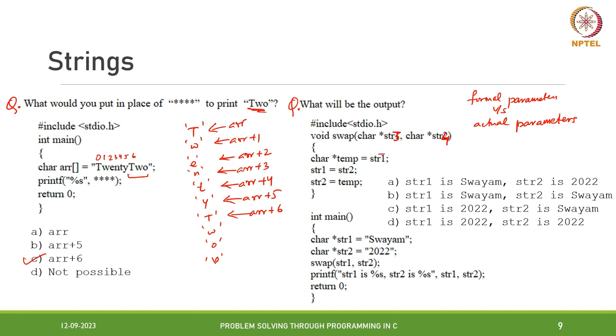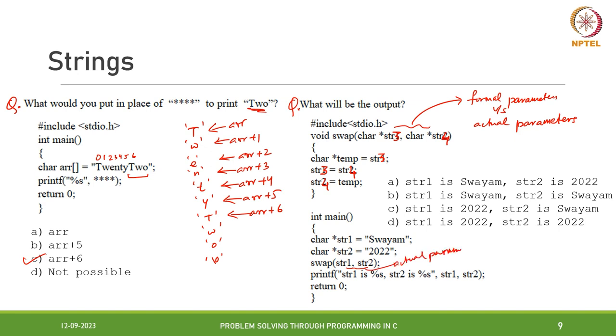Okay, str3, str4. Just for explaining this question, because str1 and str2 have been defined in main, and we are using variables with the same name. So basically these are the formal parameters. Okay, and these are the actual parameters.